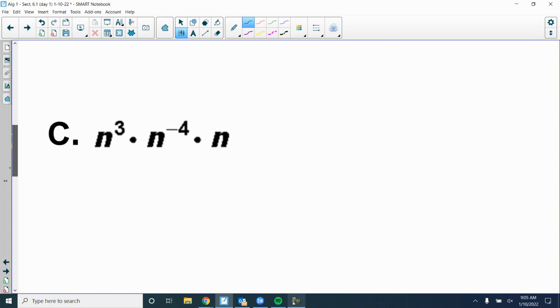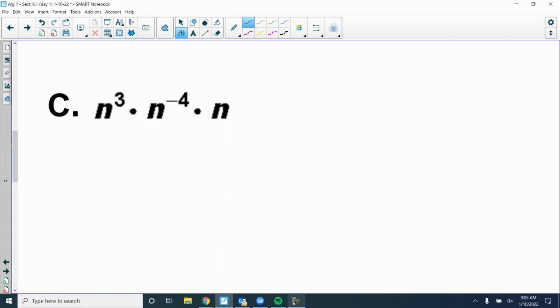And what's that third one look like? If you don't see a power listed on an n, there's really a power there. Anybody know what it is? A 1. Automatically a 1. I got 3 things. It doesn't matter whether I got 2 or 3 or 4. What are you going to do to the exponents? We're going to add them.